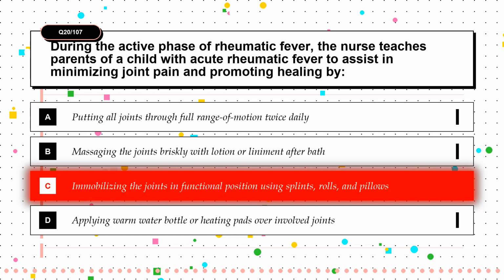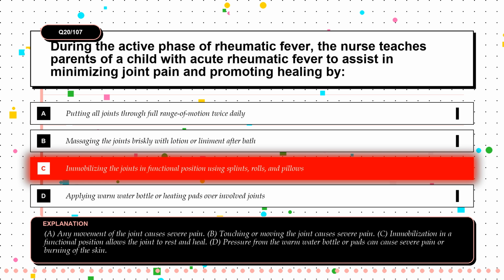The correct answer is option C. Immobilizing the joints in functional position using splints, rolls, and pillows. A. Any movement of the joint causes severe pain. B. Touching or moving the joint causes severe pain. C. Immobilization in a functional position allows the joint to rest and heal. D. Pressure from the warm water bottle or pads can cause severe pain or burning of the skin.